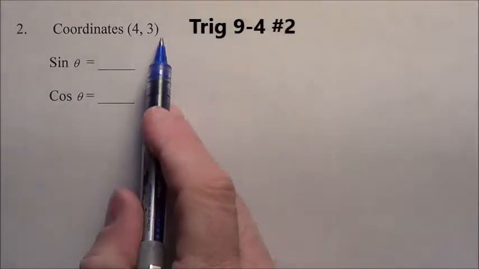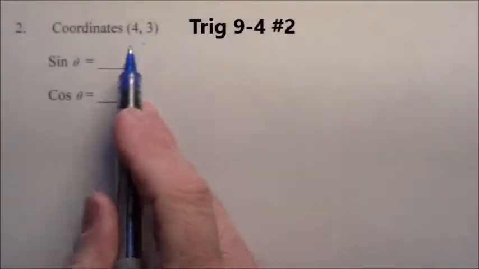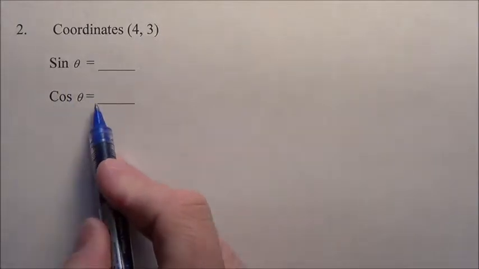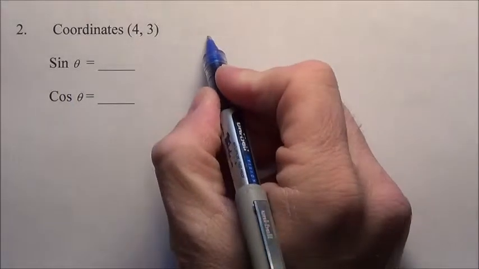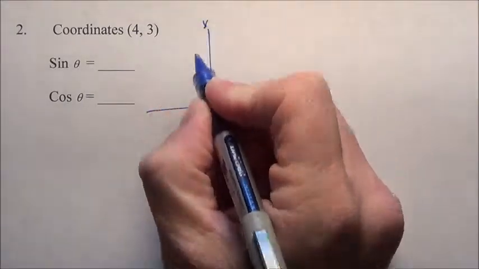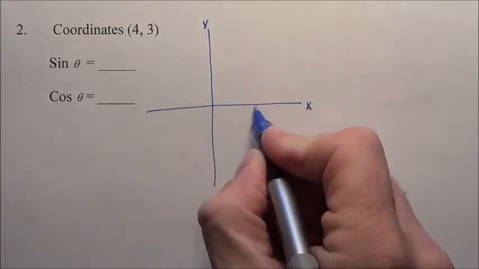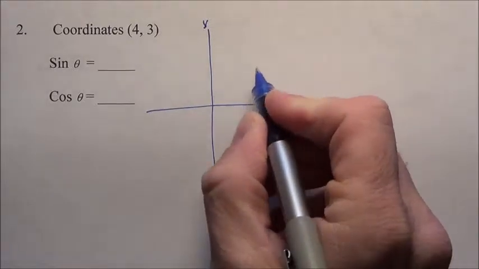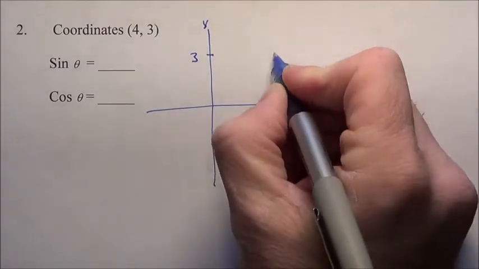Problem 2 gives us the coordinates 4, 3, and asks us, if that's the case, what the sine of theta is and what the cosine of theta is. So let's just think of this on our axes. Here's our x-axis, here's our y-axis. We've gone over 4 units, and then gone up 3. So right here's the point we're talking about.